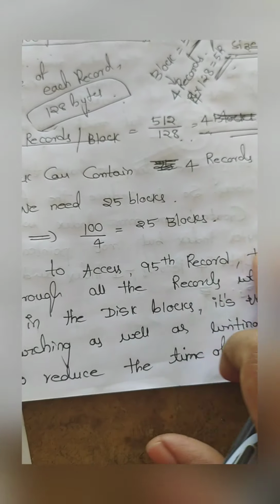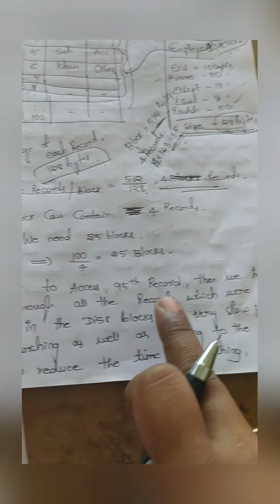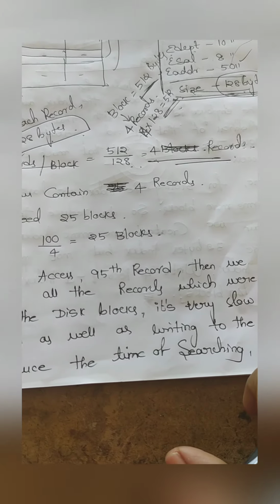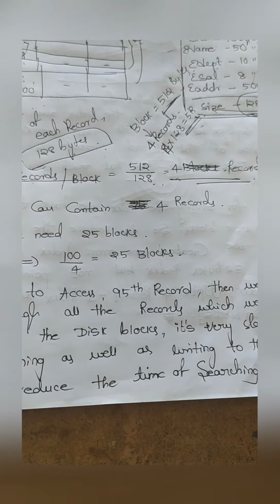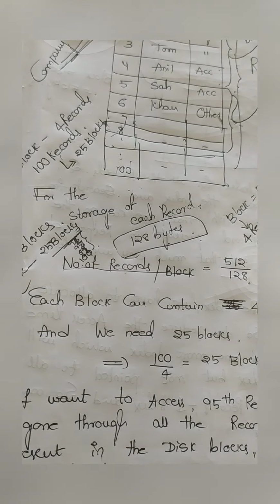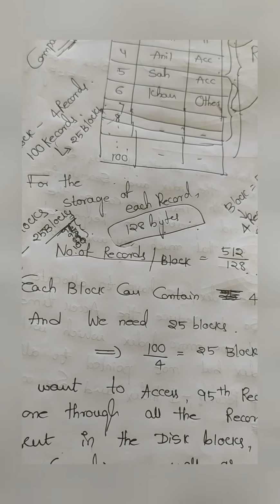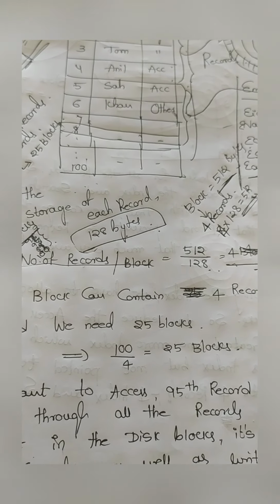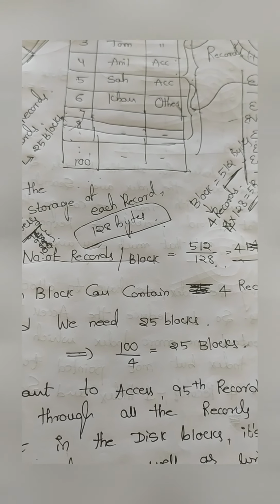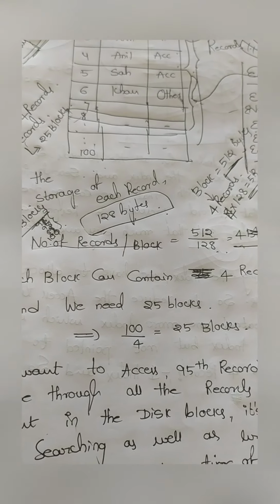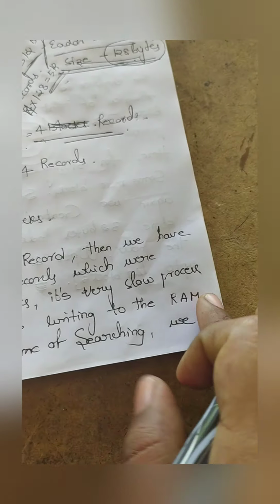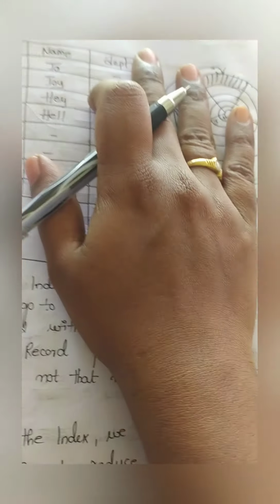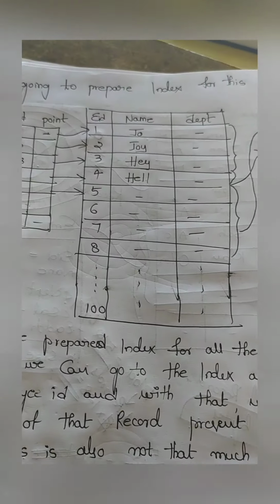So if you want to access the 95th record, we have to go through all the records present in the disk blocks. It's a very slow process. It's very easy to say block 1, block 2, block 3 and so on, but it's a very slow process. So to reduce the time for searching, we are going to prepare an index for these records.